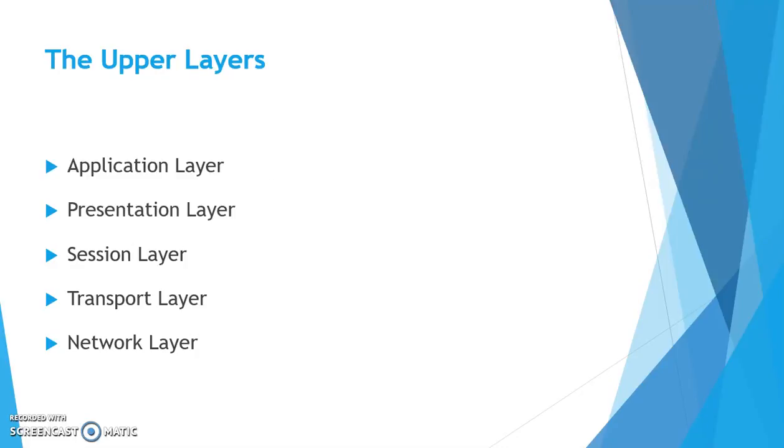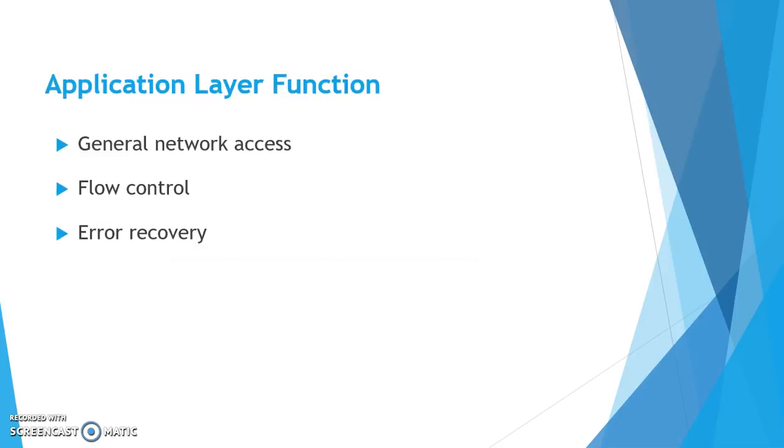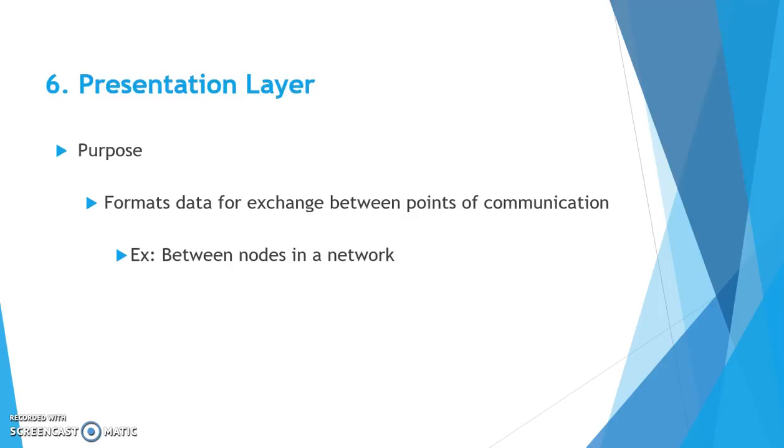The upper layers are the application layer, presentation layer, session layer, transport layer, and network layer. Application layer. It is the workstation or server service in MS Windows in our computer. The purpose of the application layer is that the user can apply to the network service interface. For example, a file can be requested from a server, and email services. The function of the application layer is general network access, flow control, and error recovery.